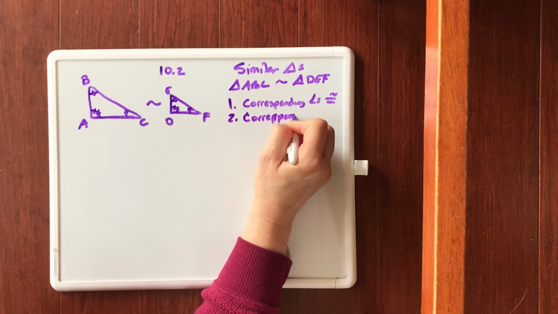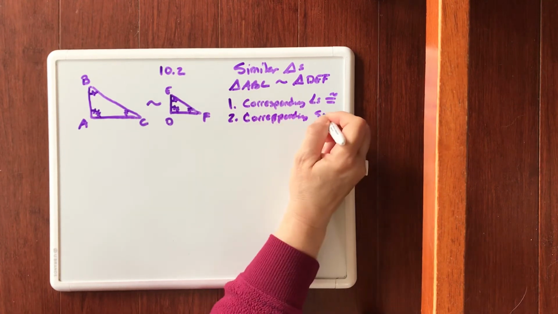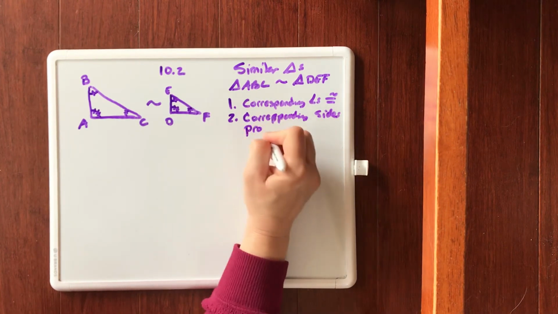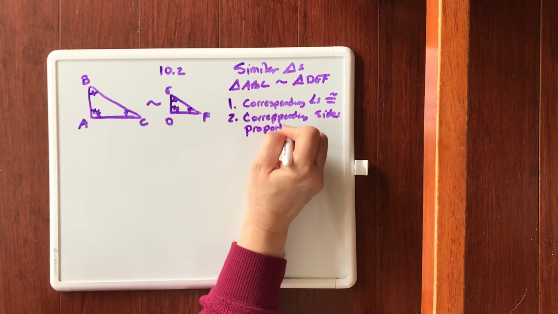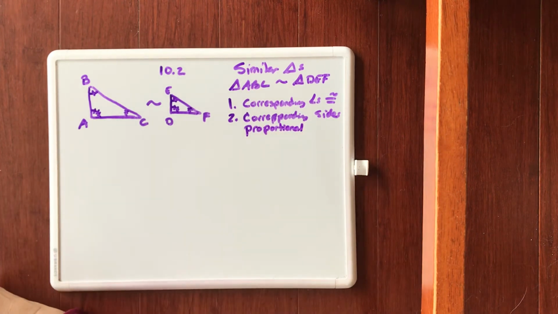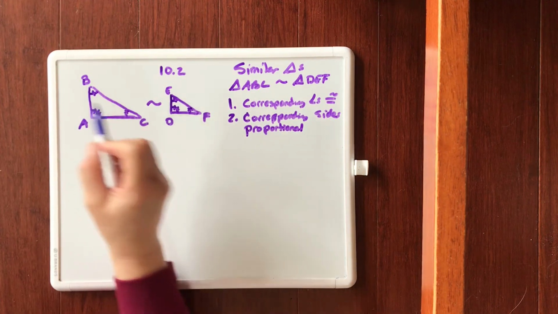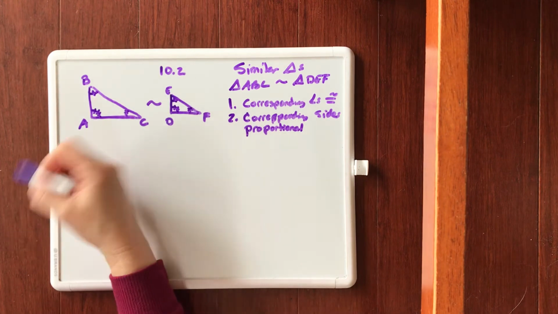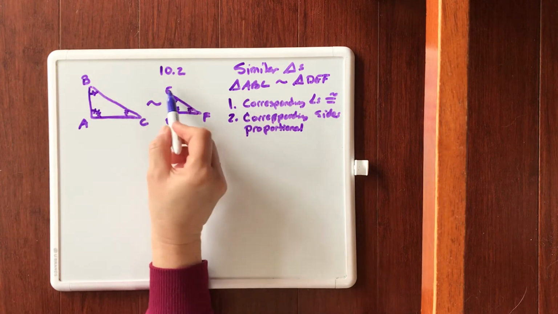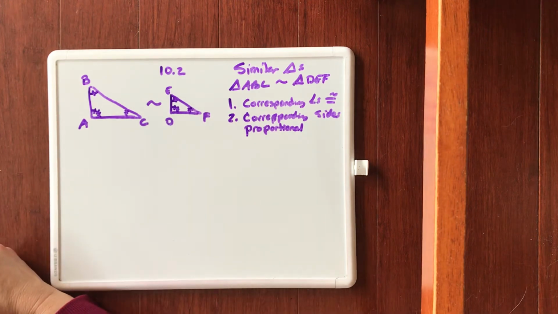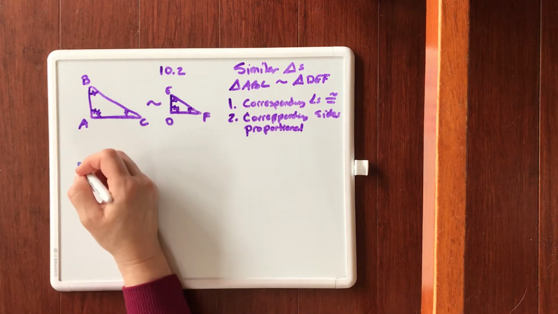Corresponding sides are proportional. Okay, so what are the corresponding sides here? AB corresponds to DE, and BC corresponds to EF, and AC corresponds to DF. All right, so let's do an example where this would help us to figure out something.